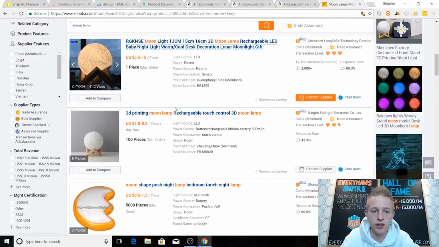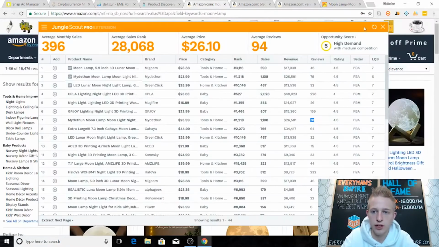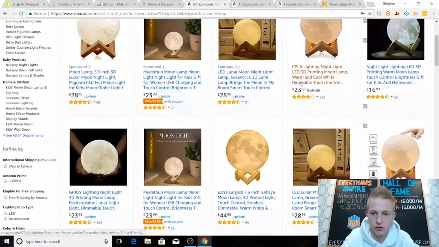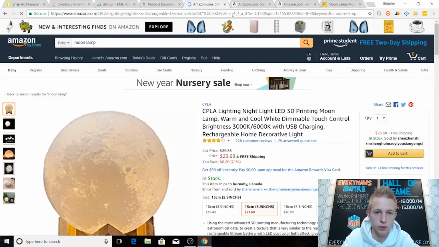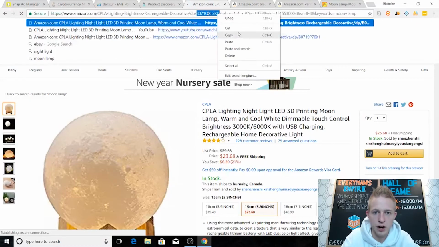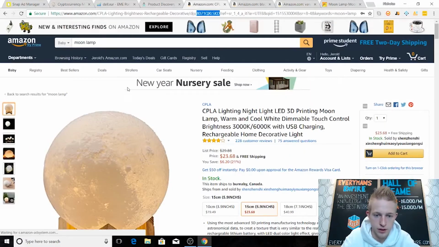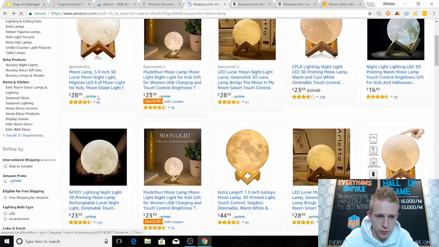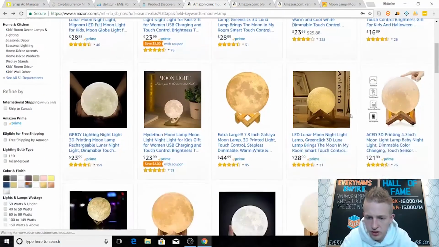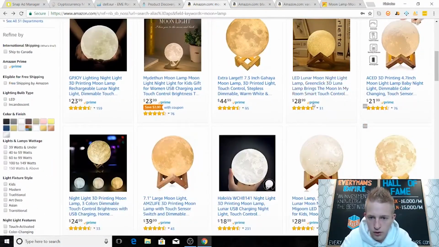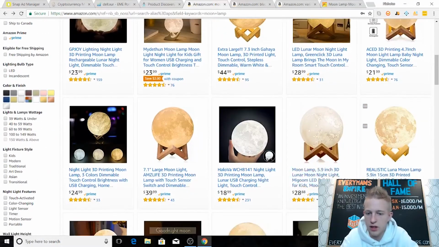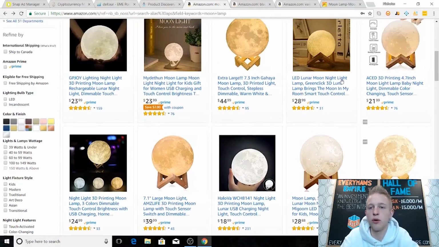So what we're gonna do here is literally go over to this moon lamp right here. We're just gonna type in one, right? So this one's 23 bucks. Now as you can see, we're gonna copy this one. So moon lamp, 23 bucks was there. So 23 bucks looks to be the lower price point. So we got 16, 44, 28, 23. So I think that $24. So we'll go $23.99.